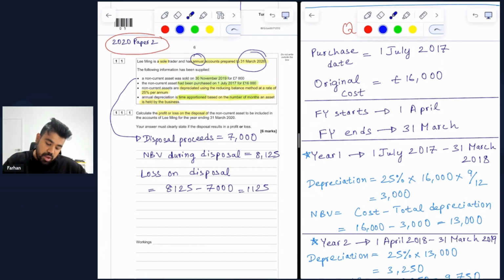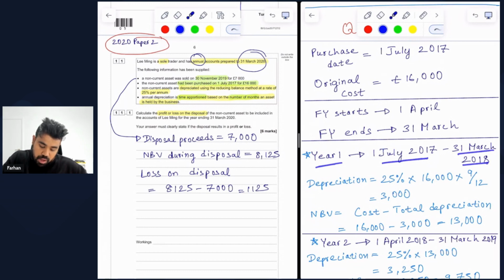So on the right hand side, I've done all the workings. We understand that the purchase date is the 1 July 2017 and the original cost for the asset is £16,000. Based on the very first line of the question, which says that annual accounts prepared to 31 March 2020, we can understand that Li Ming's business has a financial year which starts on 1 April and ends on 31 March of the following year. The first year of usage for this asset will be from 1 July 2017 and will end on 31 March 2018.